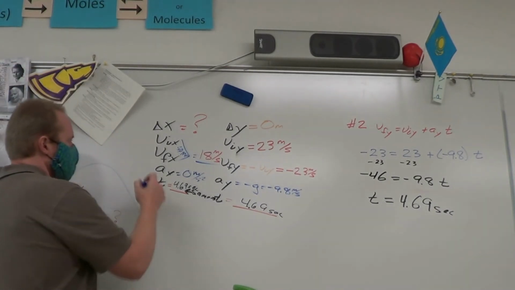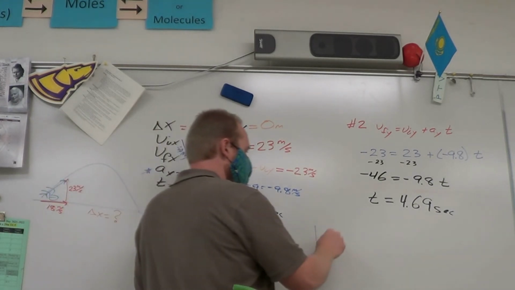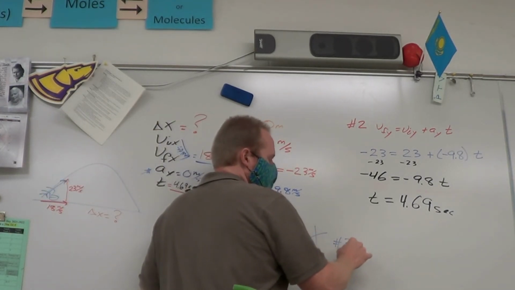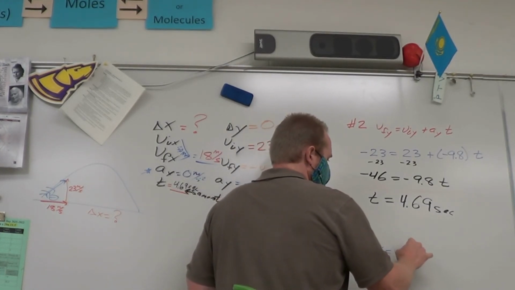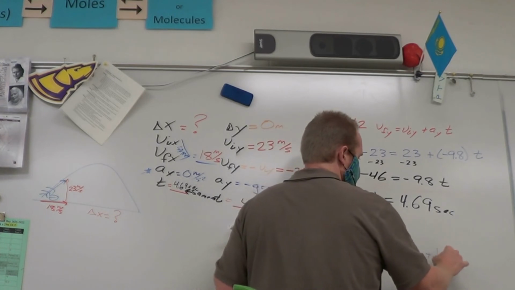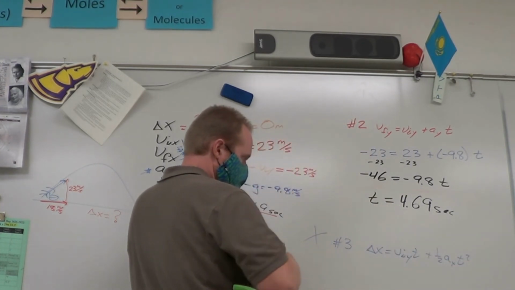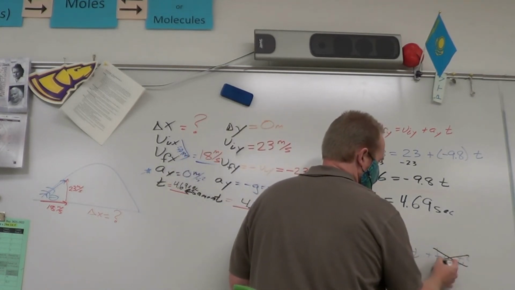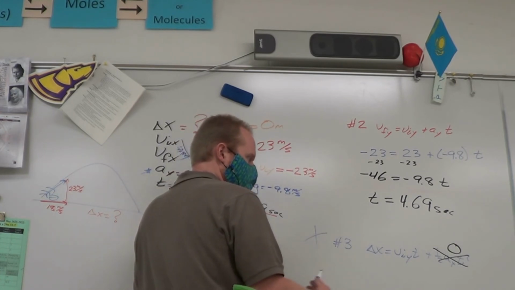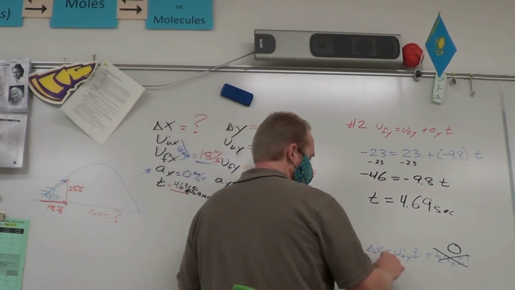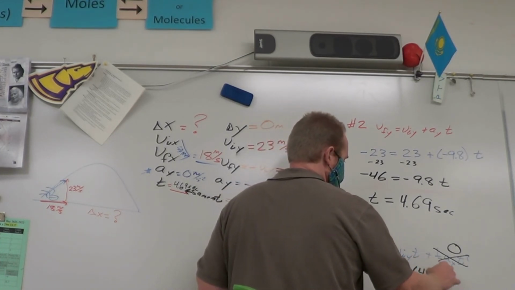Because my acceleration in the x direction is 0, in the x direction I like to use equation number 3 because it cancels out nicely. A chunk of it does. So equation number 3 looks something like that. But because ax is 0, I get delta x is equal to my initial velocity times t. So delta x is equal to 18 times 4.69.